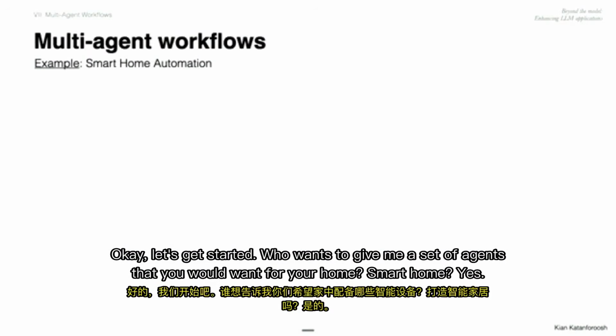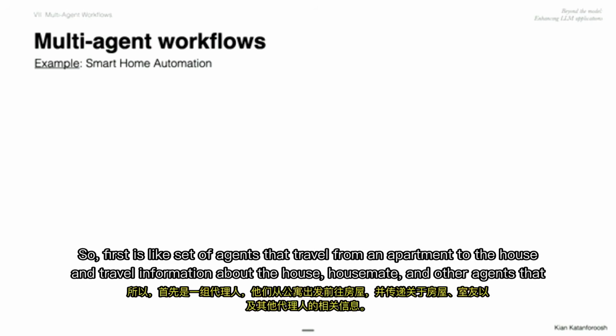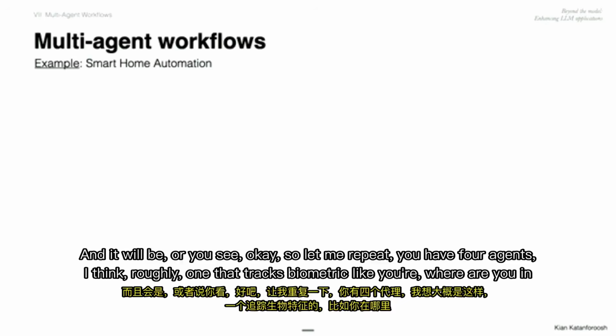Okay, let's get started. Who wants to give me a set of agents that you would want for your smart home? Yes. So the first is a set of agents that track my movements in the house and track information about my house, like house state. Another agent receives the information and adjusts the room temperature and lighting based on it. And another agent tracks all of the limits on the usage of, for example, gas, and aims to orchestrate the whole process.